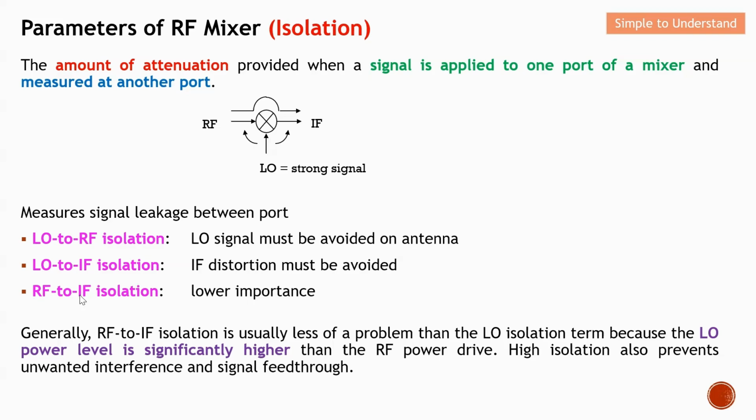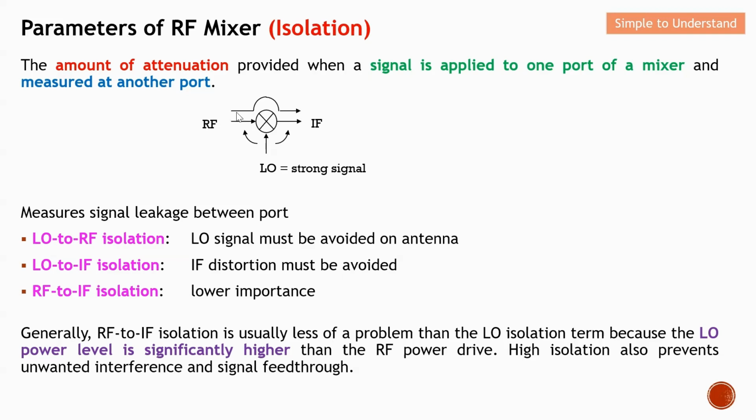Next, RF to IF isolation, which means that this isolation is much less important as compared to the other two. In general, RF to IF isolation is usually less of a problem than the LO signal. Why? Because the LO power levels are in fact significantly higher than the RF power. Basically, this is what we drive the mixer with. This is what we actually obtain from the air.